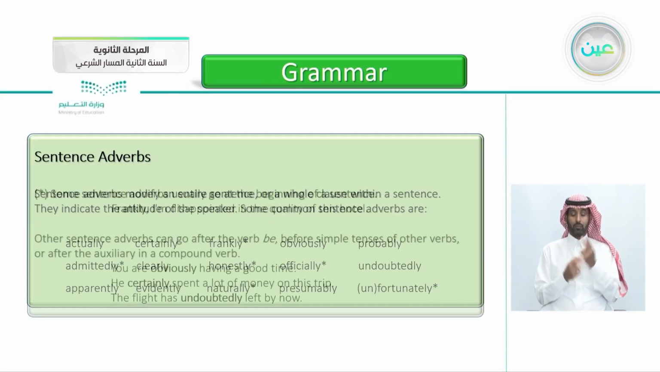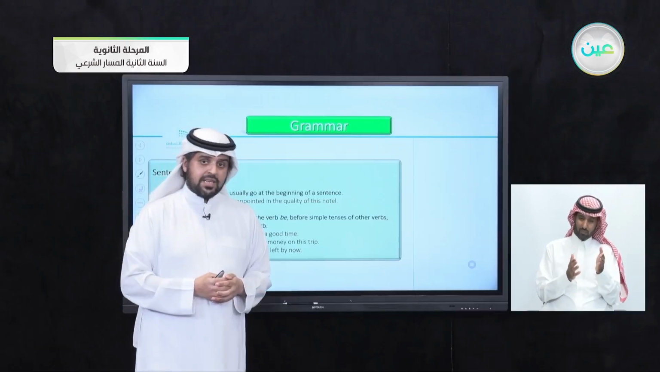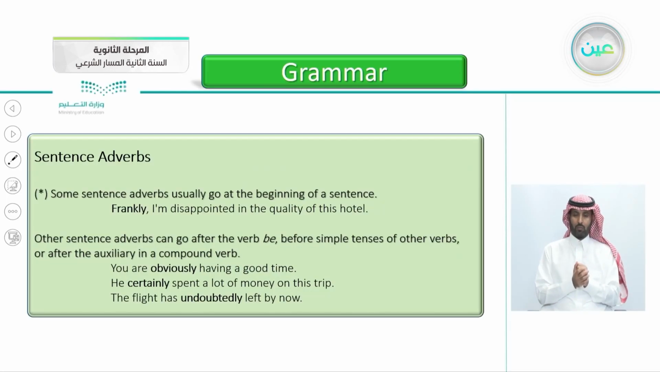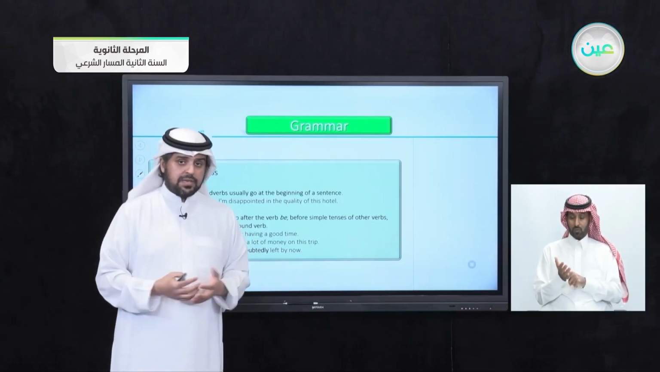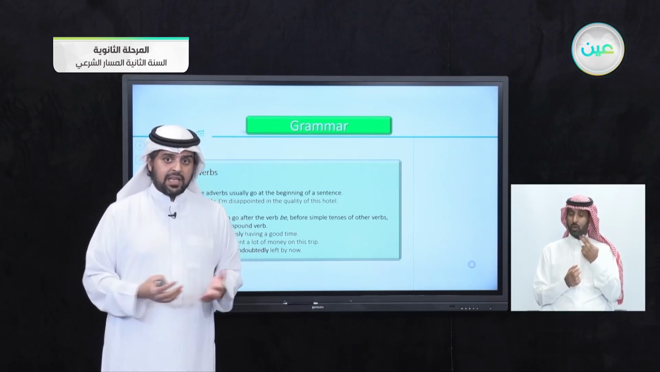So let's take some examples here of sentence adverbs. Some sentence adverbs usually go at the beginning of the sentence. When you say, "Frankly, I'm disappointed in the quality of this hotel." So when you say frankly, this indicates the attitude of the speaker, which is he's being honest here. Frankly, admittedly.